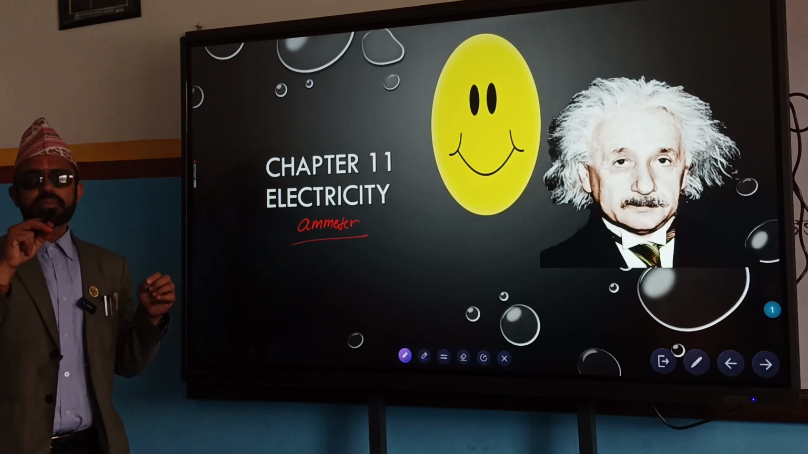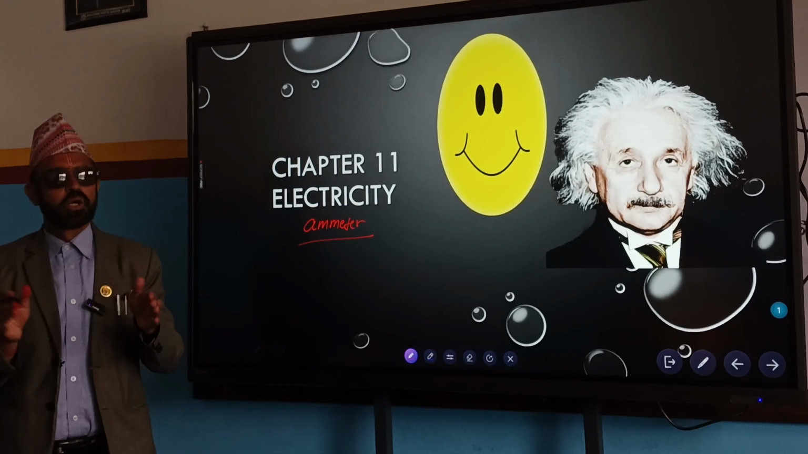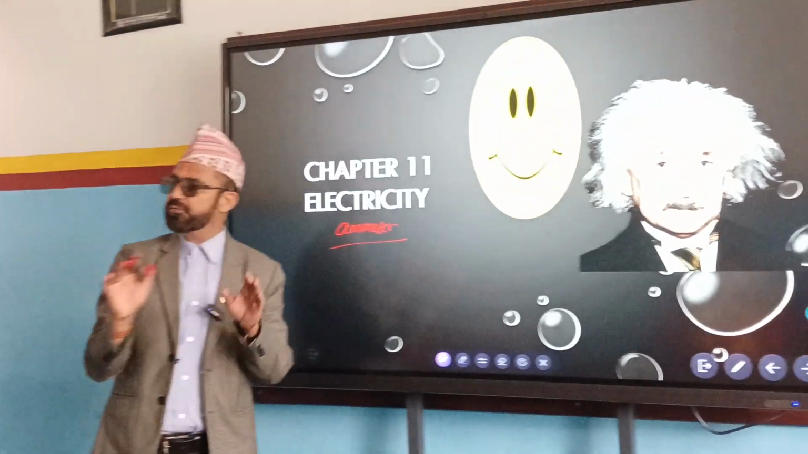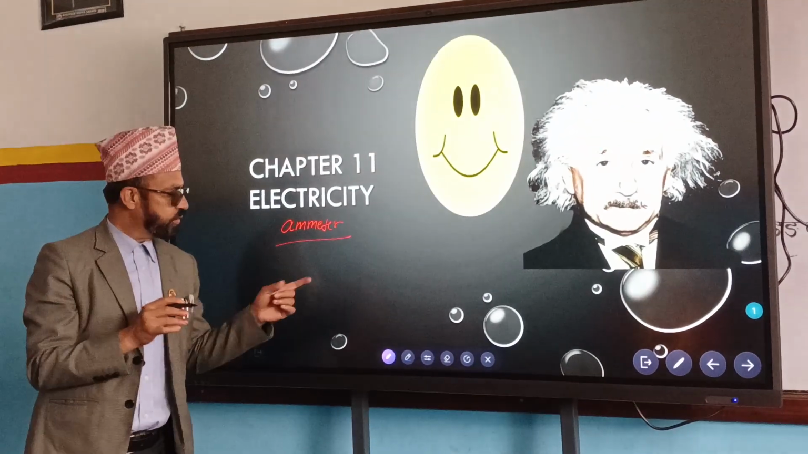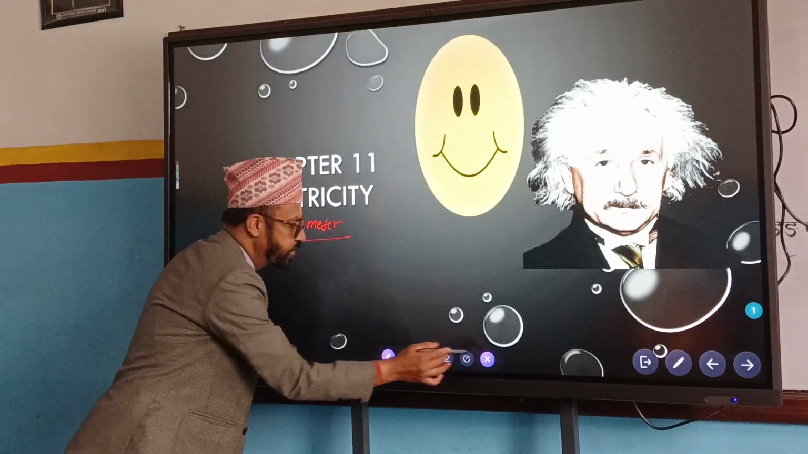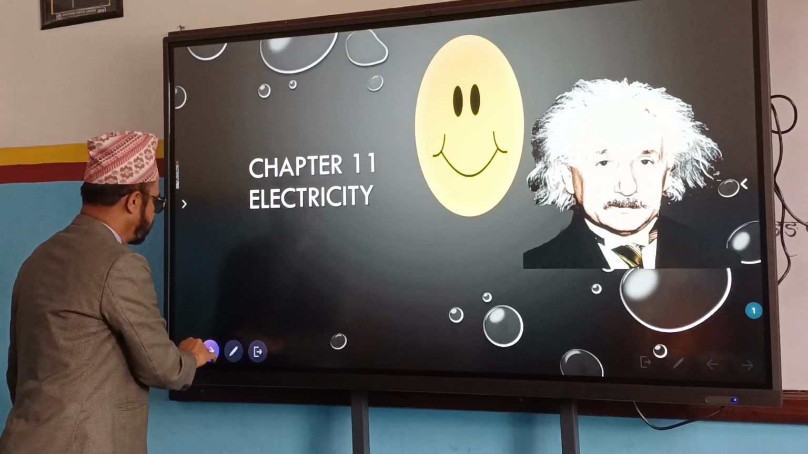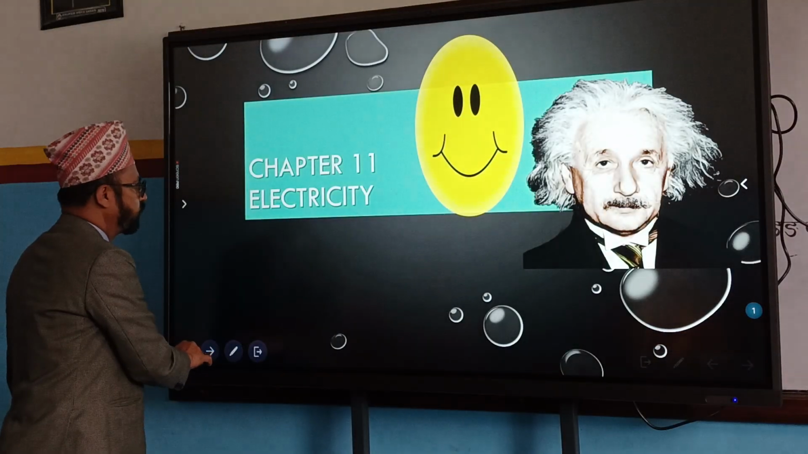Because in EMF and PD we are talking about voltmeter, not voltameter. Voltmeter and voltameter are different. So ammeter is the device that measures electric current, and voltmeter is the device that measures PD, potential difference.